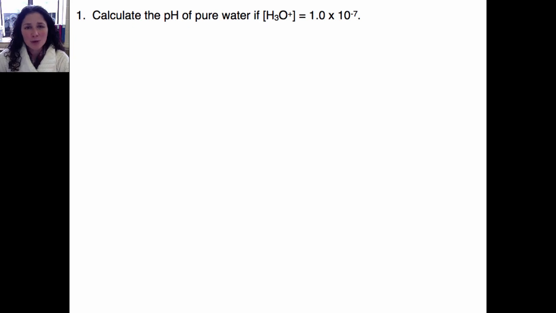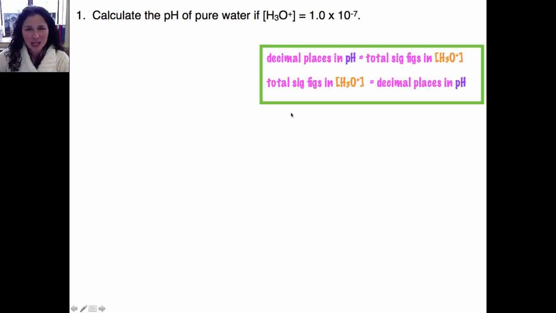And I'll point out before we start that there is a new rule that you'll need to learn for logarithms when we're talking about significant figures. This is a different type of manipulation than we've done before. And it turns out that the decimal places in the pH value will be equal to the total significant figures in the hydronium ion concentration, or vice versa. The total significant figures in the hydronium ion concentration will be equal to the decimal places in the pH. Write this down and use it as reference when you're doing calculations like this.